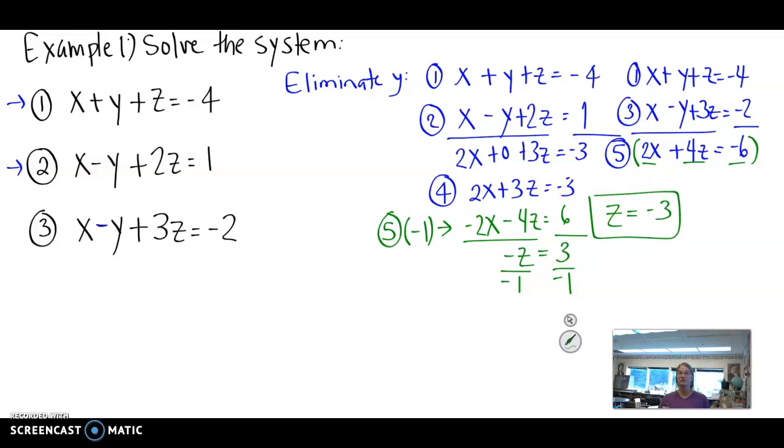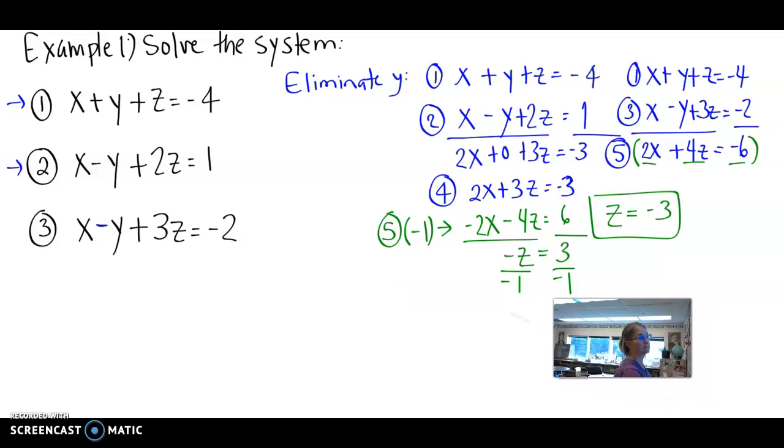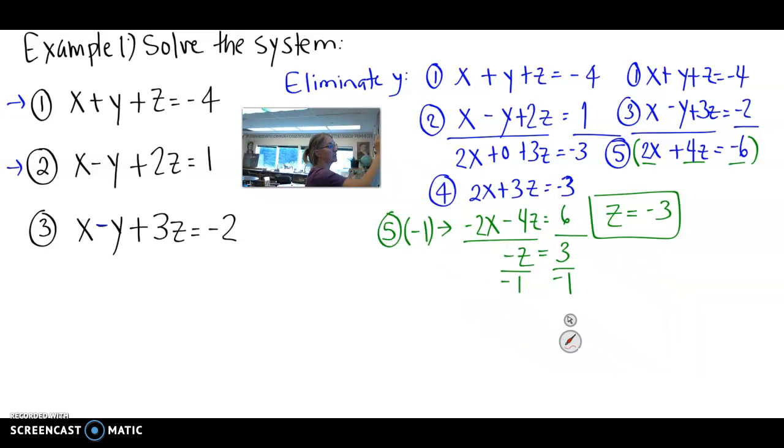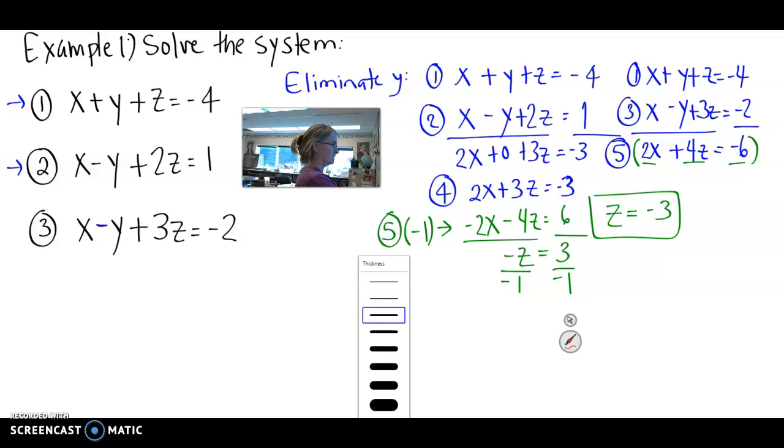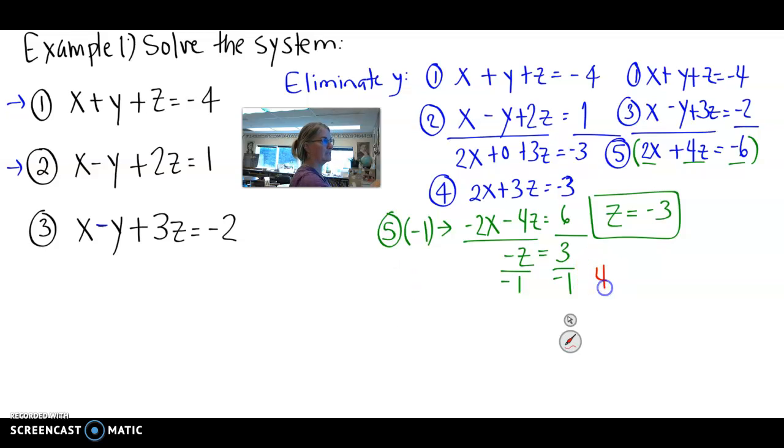Now we have our value for z, and we can take equation 4 or 5 and plug z into either one of those, and we'll be able to solve for x. So I'm going to just pick equation 4. That's just because it doesn't matter. Either one will work. But if I pick equation 4, oops, and I plug in, I'm going to plug in negative 3 for this z.